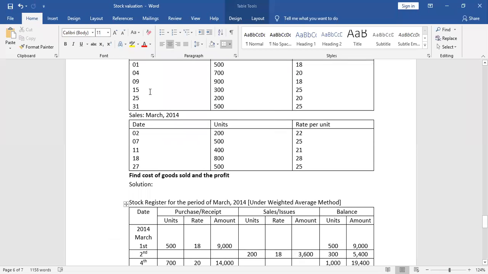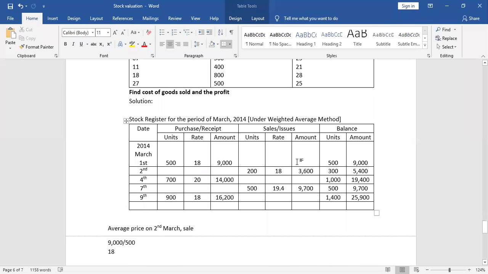Now after this, the next purchase is on the 15th. But before the 15th, the 11th of March comes. And on 11th March we have done a sale of 400 units. So I will write here 11th and directly write 400. Now we have to find out the average price for sale. How do we find it? The total amount we have in front of us, 25,900, we have to divide by the units, 1400.